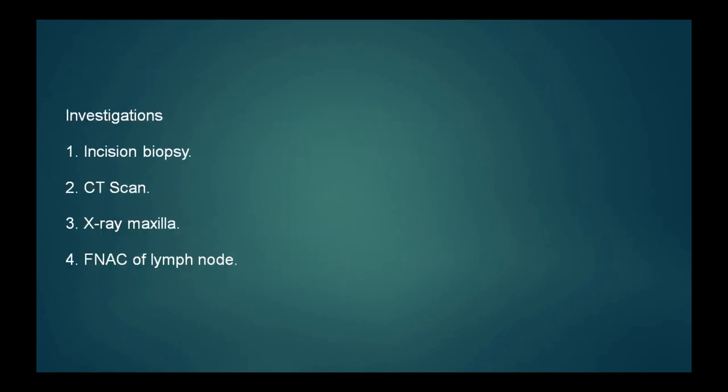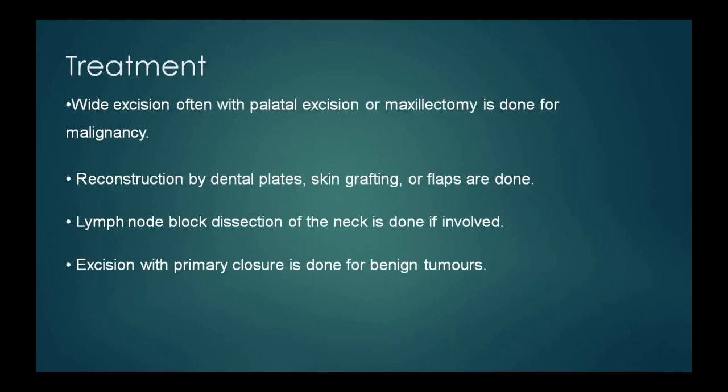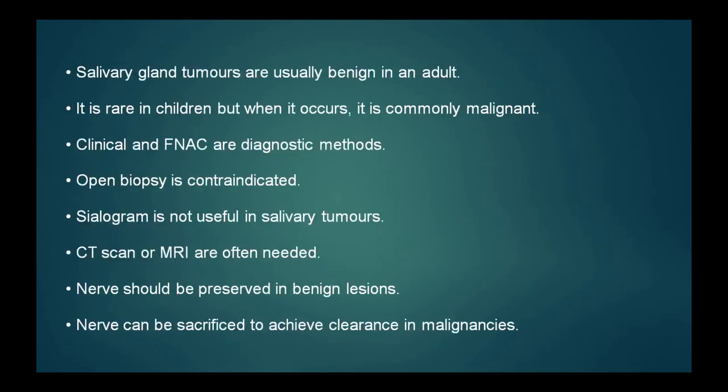Now the investigations of choice are incision biopsy, then CT scan, X-ray of the maxilla, and FNAC of the lymph node if it is present. Treatment of the minor salivary gland tumors is wide excision, often with palatal excision or maxillectomy for malignancy. If it is a benign tumor, we can do a wide excision. If it is a malignant tumor, we can do a wide excision with palatal excision or maxillectomy if involved. Then you can reconstruct the defect by dental plates, skin grafting or flap. Lymph node block dissection is done if the neck nodes are involved. Excision with primary closure is done for benign tumors.